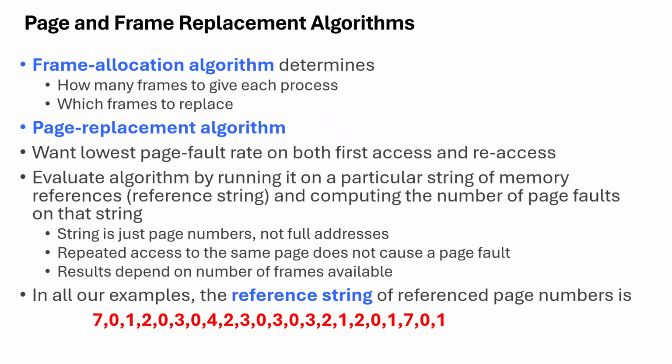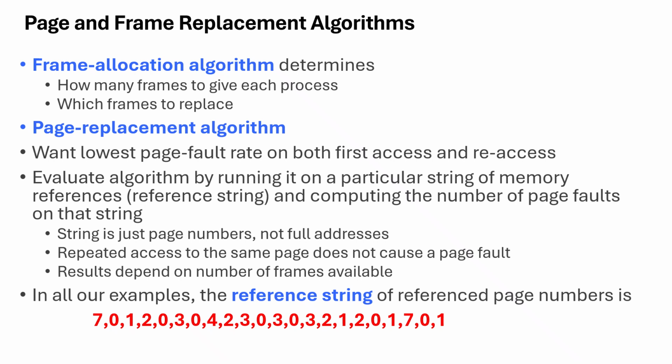The frame allocation algorithm determines how many frames to give each process and which frames to replace. The page replacement algorithm wants the lowest page fault rate on both first access and re-access.